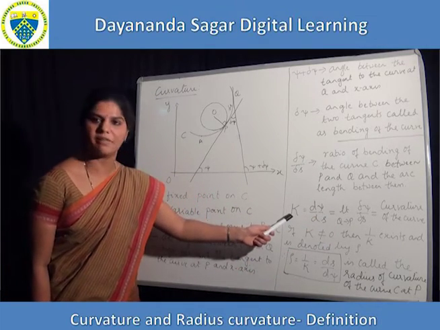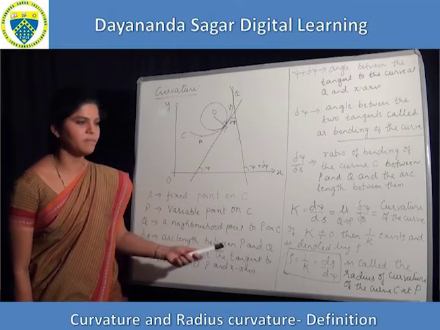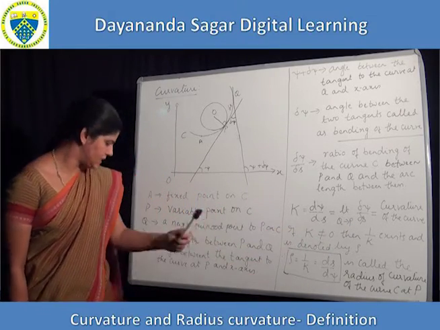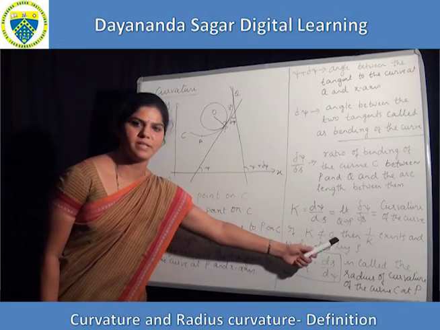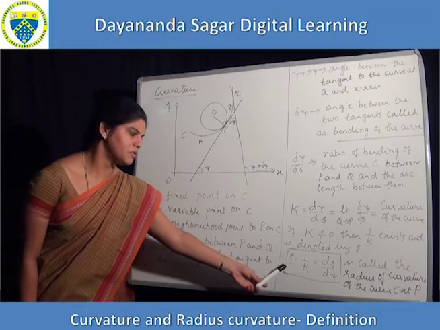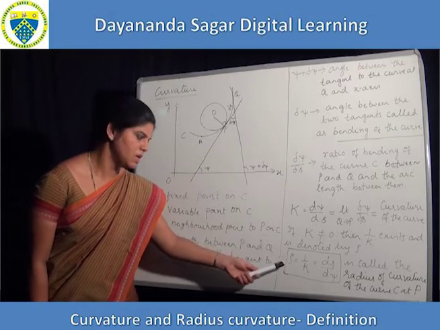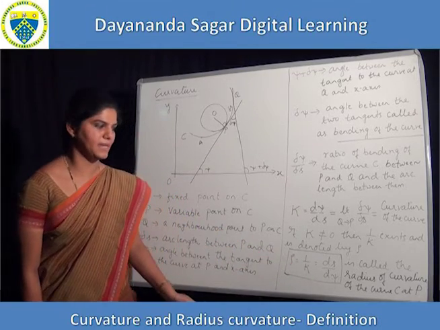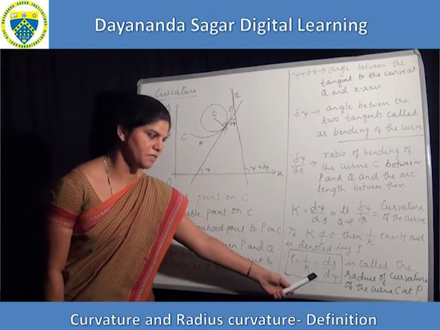Now if this curvature of the curve at point P is not equal to 0, then we can find its reciprocal 1 by K. It exists, and that 1 by K, the reciprocal of the curvature, is called the radius of curvature, and the radius of curvature is denoted by the letter rho. So rho is equal to 1 by K, which is equal to ds by d psi. So this is called the radius of curvature.